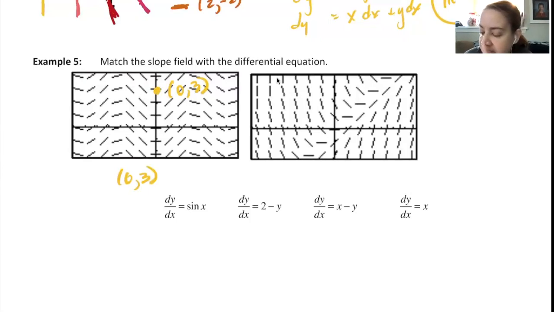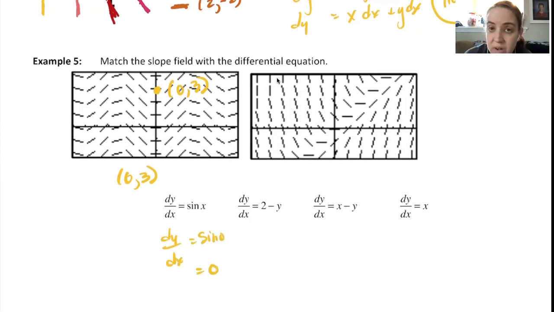So sine of 0 is 0. So dy/dx equals sine of 0. Well, that's 0, so that works, but you might have more than one answer. So dy/dx, if I say 2 minus y, that would be 2 minus 3, a slope of -1. Does this look like a slope of -1 up here? No, it doesn't, so I don't think that one's it.